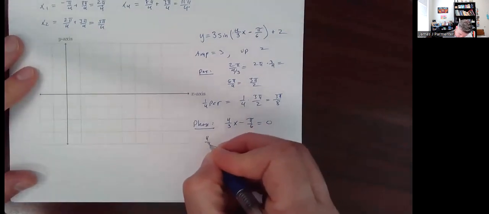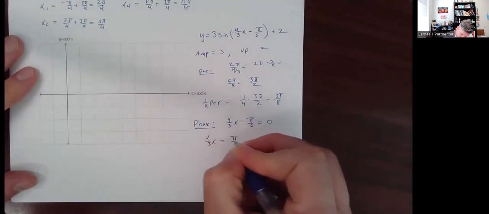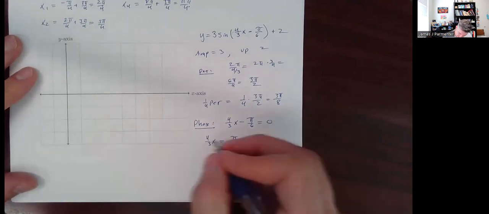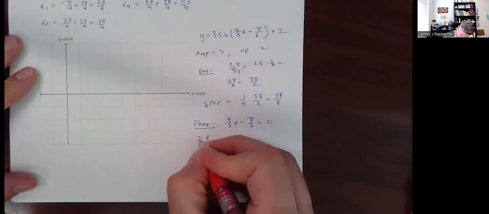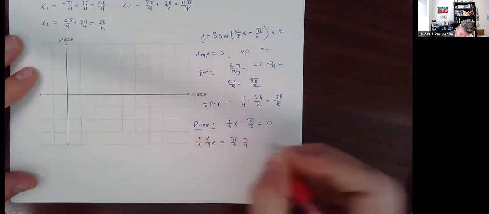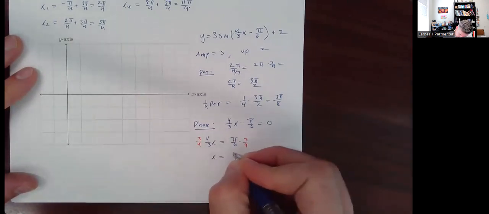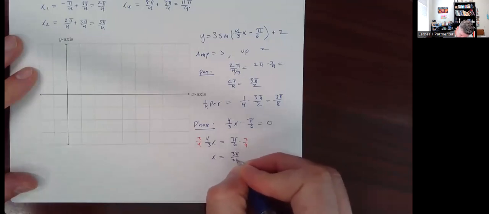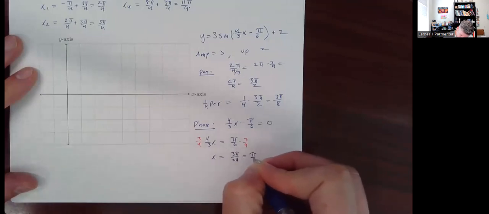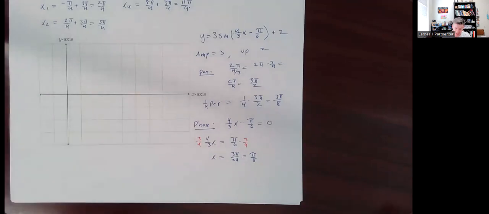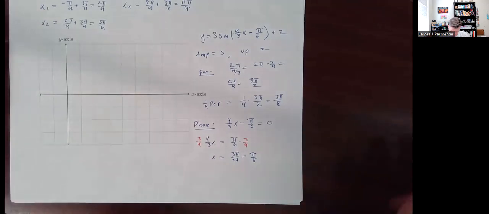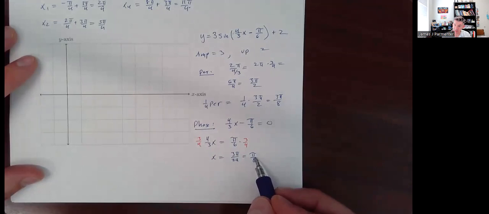So I've got 4 thirds x equal to positive pi over 6. Multiply both sides by 3 fourths. And it's going to be not very lovely here. I'm going to get x equal to 3 pi over 24, which is equal to pi over 8. And so now I'm going to be smart about where I place things, because I know that my phase shift is pi over 8, which is to the right.